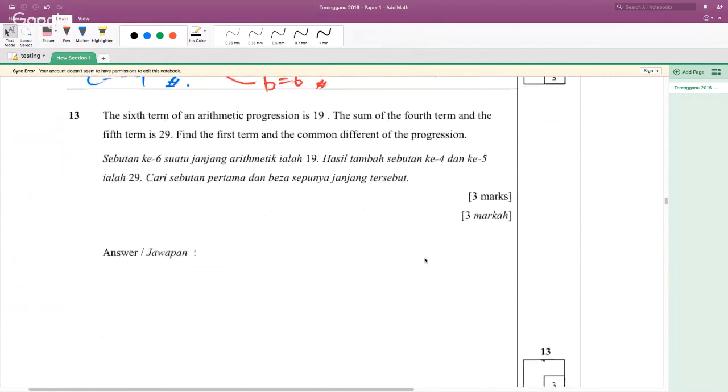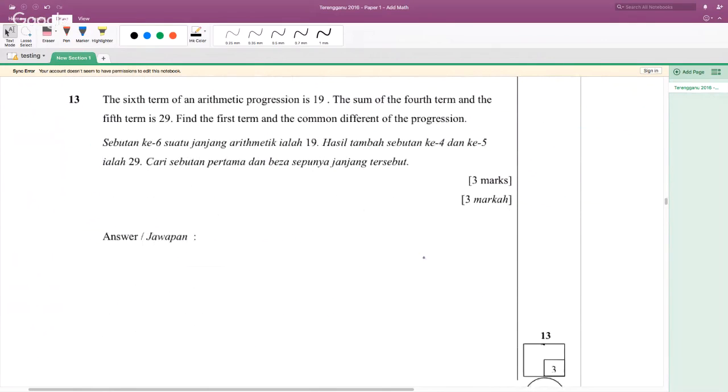Okay, the sixth term of an arithmetic progression, so we have an AP here. Sixth term means T6. T6 is given as 19. The sum of the fourth term and the fifth term is 29. T4 plus T5 is 29 according to the question. So find the first term and the common difference.